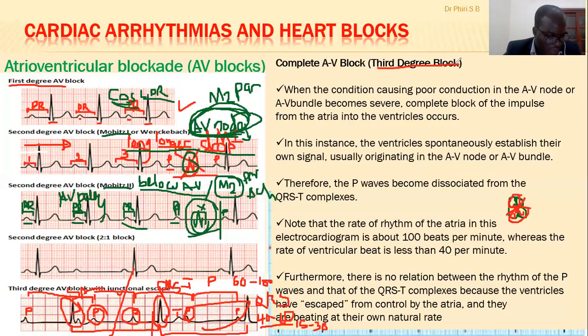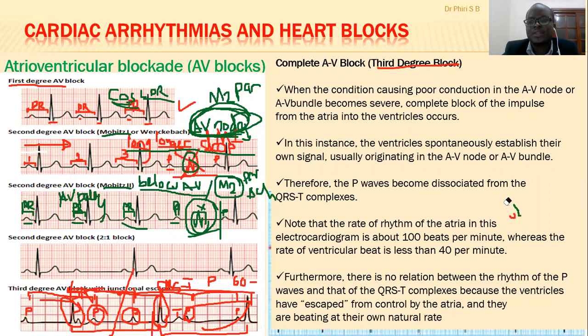It means you can have P wave match. So the distance from one P wave to another P wave, and from this P wave to another P wave, will be the same. Then the distance from one QRS complex to another QRS complex will also be the same. But there is no correlation between the P wave and the QRS. Then you know to say that this is a third degree heart block. So that's how you can differentiate these heart blocks.